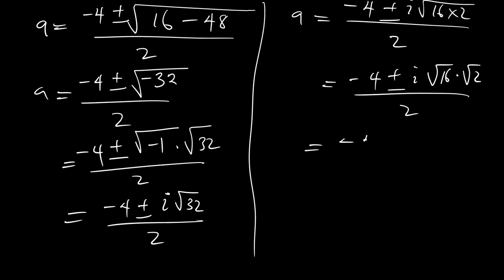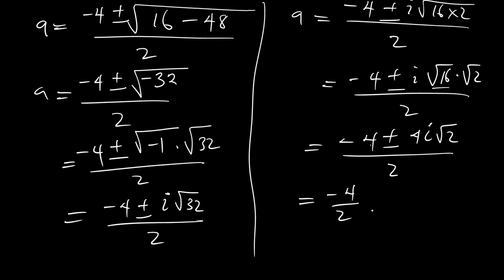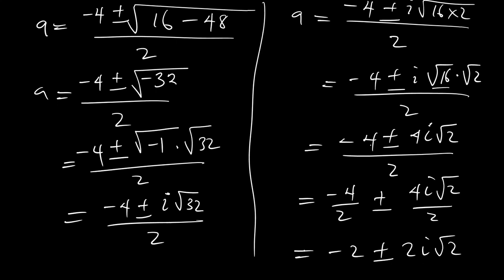So this will give you minus 4 plus or minus 4i square root of 2, divided by 2, because the square root of 16 is 4. So if you use 2 to divide 4, with these you have minus 4 divided by 2 plus or minus 4i square root of 2 divided by 2. So you now have minus 2 plus or minus 2i square root of 2 as a.